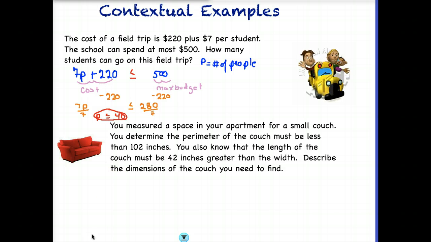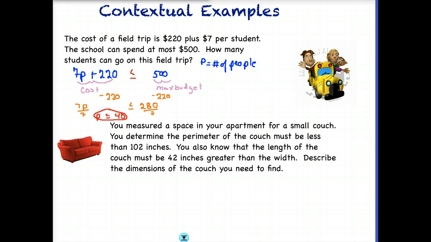In this problem, you measured a space in your apartment for a small couch, and you determined that the perimeter, the distance around the couch, must be less than 102 inches based on the space you have. You also know that the length of the couch must be 42 inches greater than the width. We need to just describe the dimensions of the couch you need to find. So we're going to describe that as an inequality.